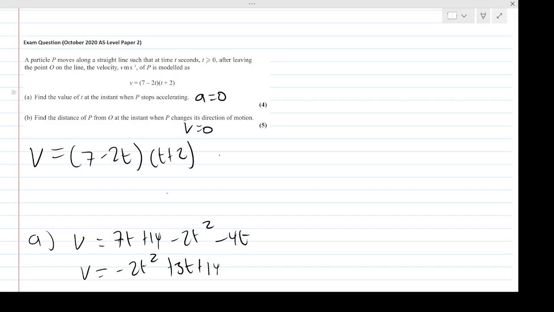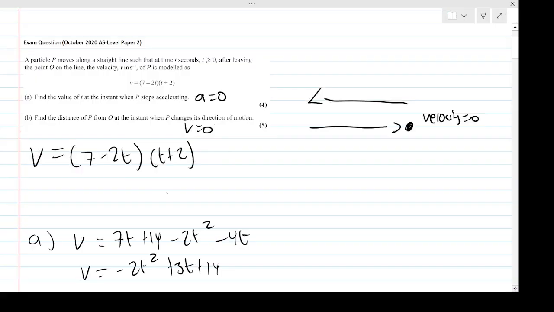Because if it's changing its direction of motion, so let's say it's moving forward, then we're saying at this point here, then it's going to go the other way. Now, for that to happen, if there's a change in direction, the velocity has to come to rest, so it's 0, right? So when the velocity goes from positive to negative because it's changing direction, at that point in time, the velocity has to be 0 in the middle between positive and negative, right? If that makes any sense? So that's the same as setting v to 0.